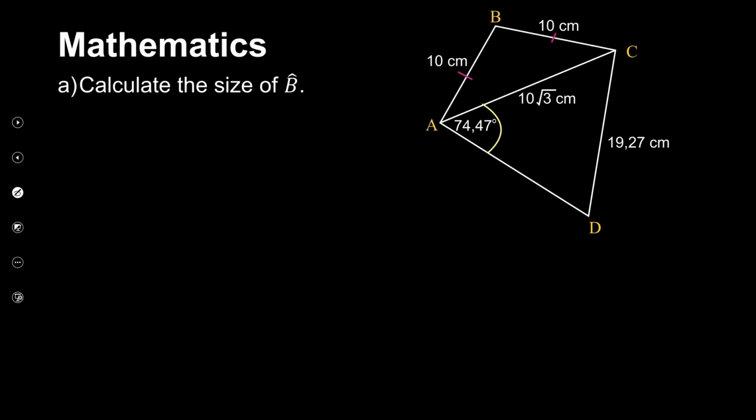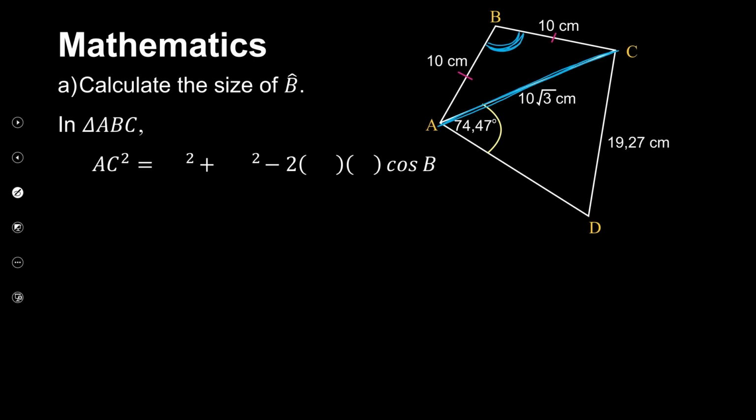Okay, so to calculate the size of B. Now remember, because we're going to be using the cos rule, and we want to find B, when we're writing an expression to find B, we need to start our equation with AC squared, the side across from B. So we begin by writing it like this. We'll say AC squared equals.